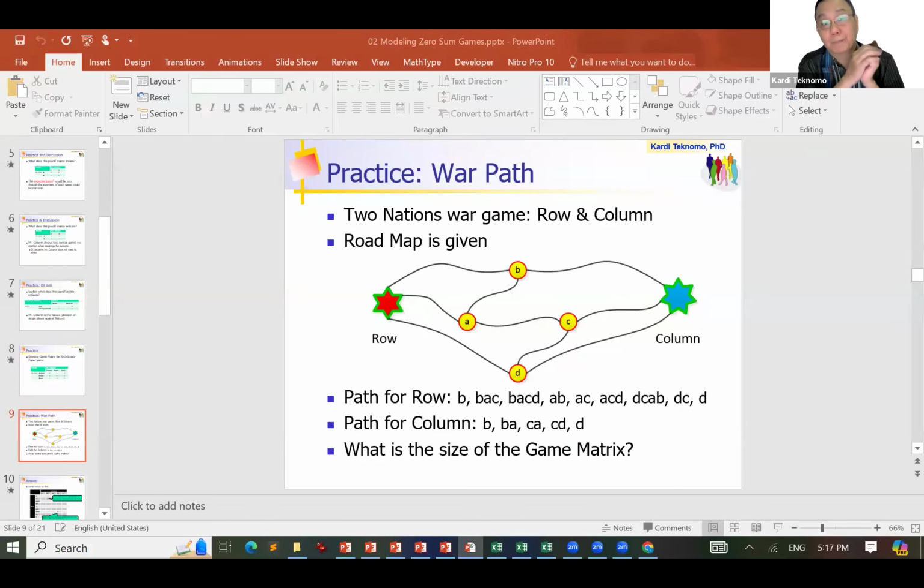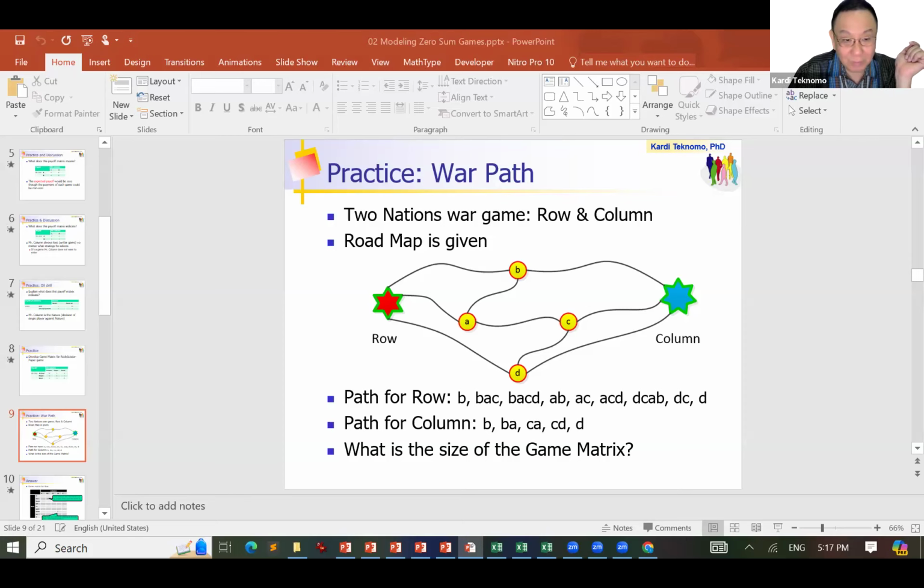Now I have two nations. Okay, so let's say the two nations are again named row and column, left and right. And these are the roadmap. These are the alternative paths for row, and these are the alternative paths for column.